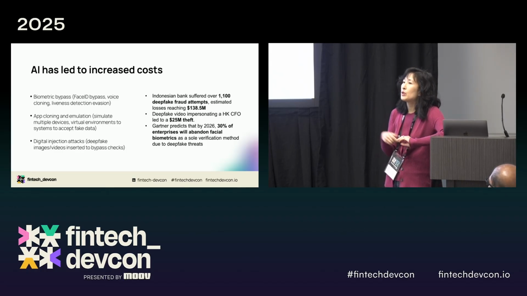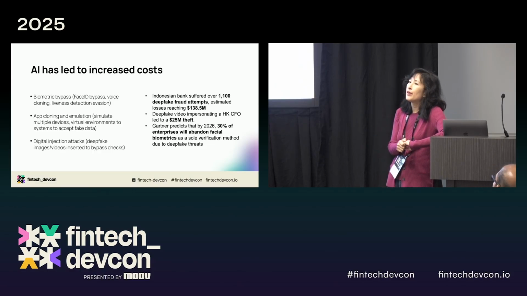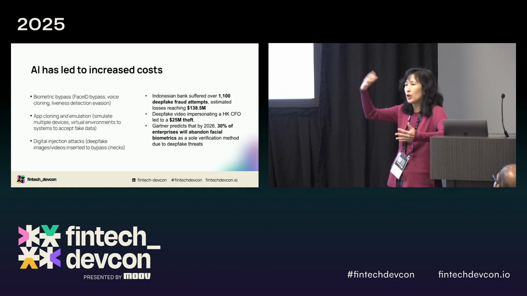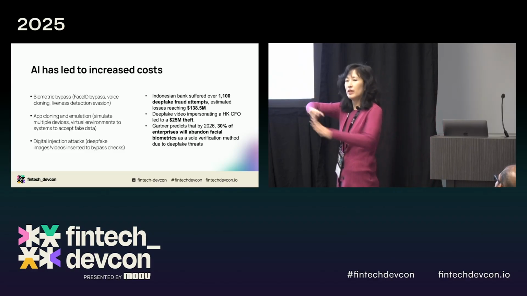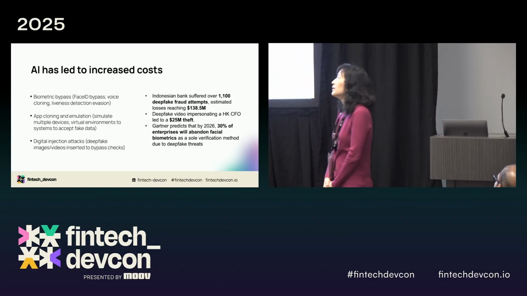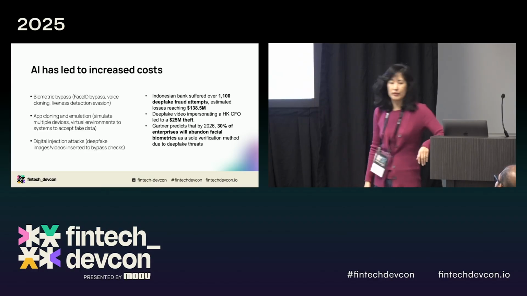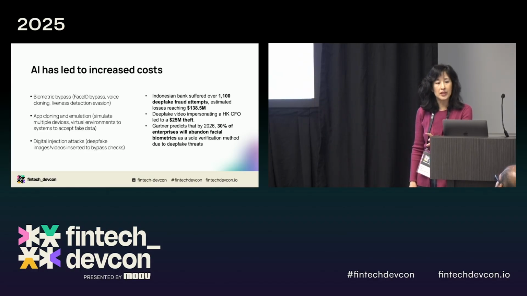There's a lot of app cloning going on because it's easier to do that, where they are basically creating device farms, or they have ways to clone the app so these fake clone apps can capture the OTP of a real person and then use that in the fake app to transfer funds. Or they'll have virtual environments that they are using to accept fake data, to create fake data.